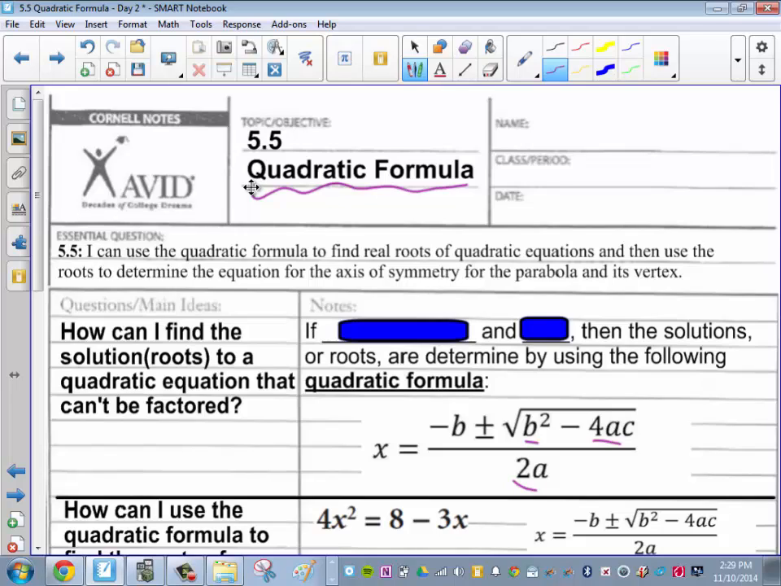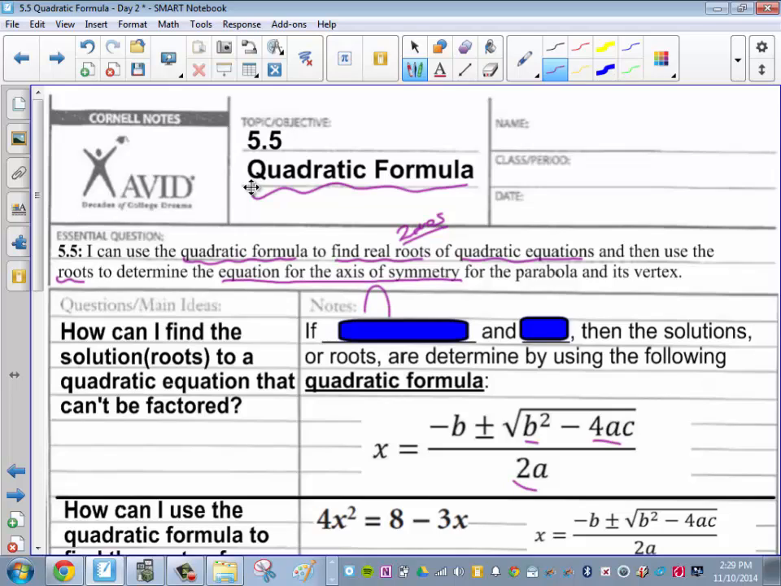But by the end of this lesson, I hope that you are able to use the quadratic formula to find real roots. Roots is another word for zeros, guys, of quadratic equations, and then use those roots to determine the equation of the axis of symmetry. What? The axis of symmetry?